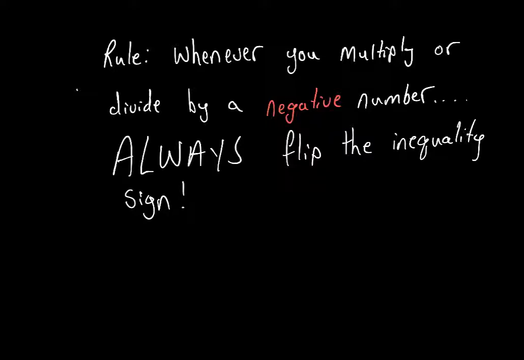Whenever you multiply or divide by a negative number, always flip the inequality sign. Notice, I did not say when you add or subtract by a negative number. Only when you multiply and divide by a negative number do you flip the inequality sign. Let's see that in practice.